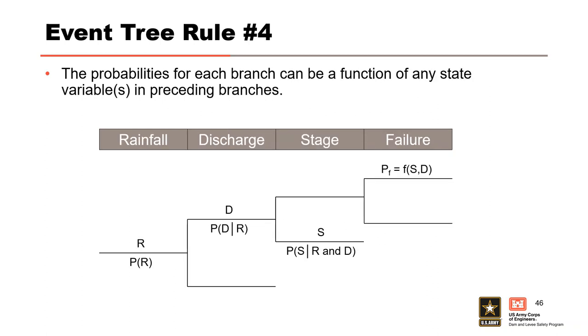Event tree rule number four, the probabilities for a branch can be a function of any state variable in the preceding branches. In this example, failure is a function of both stage and discharge. Perhaps we're looking at a dam conduit where the outflow is large enough to overtop the training walls, and that leads to erosion and slope instability. Then, the only way for slope instability to result in a breach is for the pool to be up and the slide to be large enough to lower the dam crest below the pool. So failure in that instance would be a function of both stage and discharge.